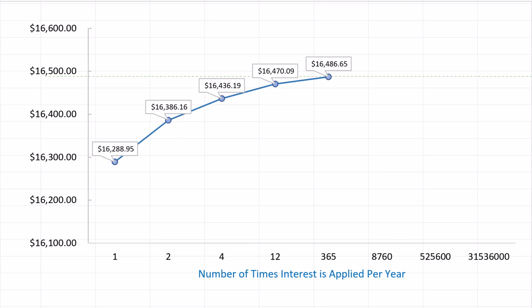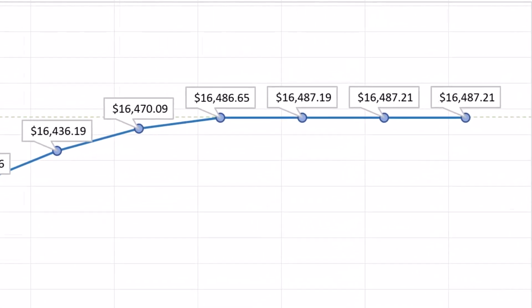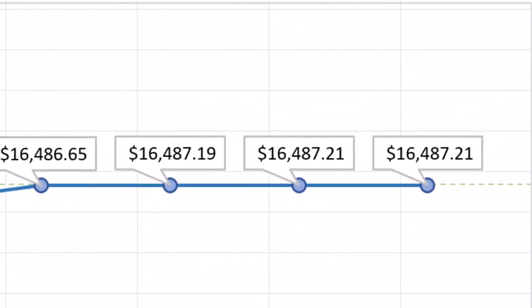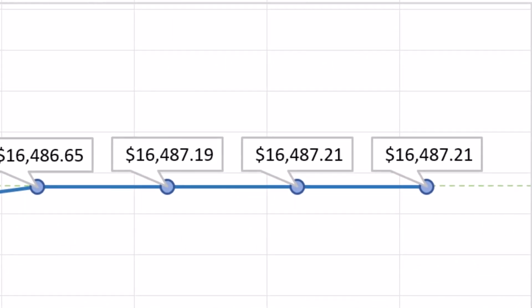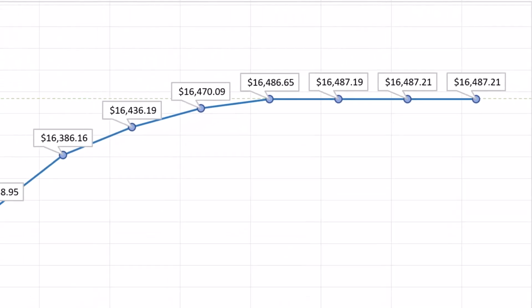Daily yields $16,486.65. Hourly yields $16,487.19. Minutely yields $16,487.21. And finally, secondly yields $16,487.21. Notice that it appears that the limit of the investment is $16,487.21 as the number of times the interest is paid increases.